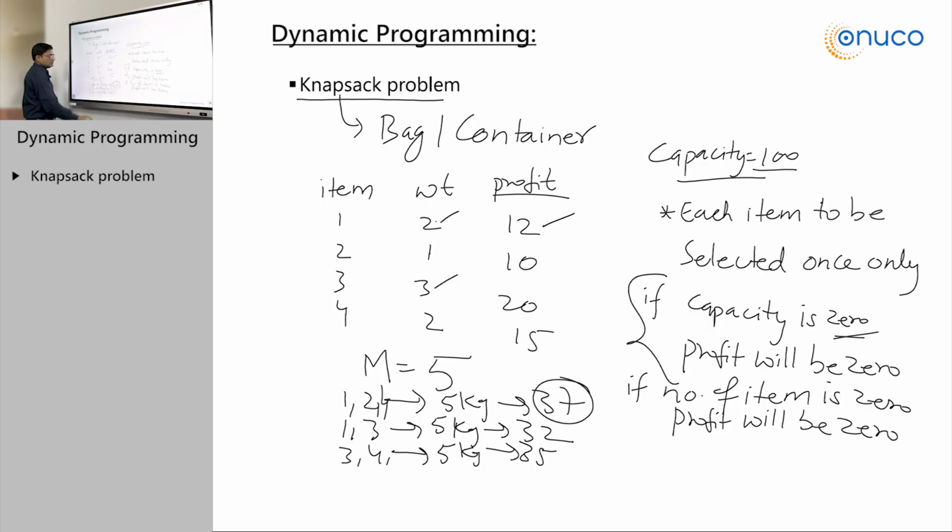So among these, considering the 5 kg weight, which is the maximum profit? The maximum profit is 37. So our target is to get this 37. Here the problem scenario was small, and we were able to find that 37 is the maximum. But how are you going to perform the task along with the algorithm?